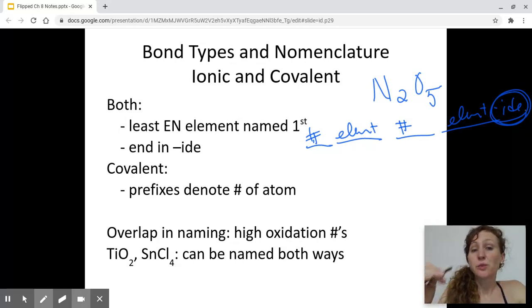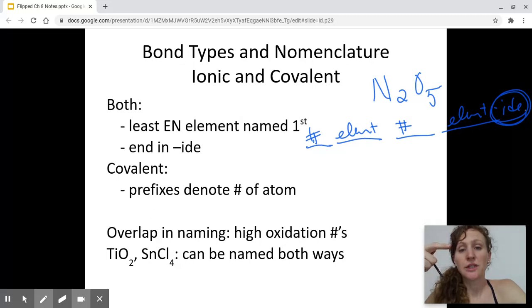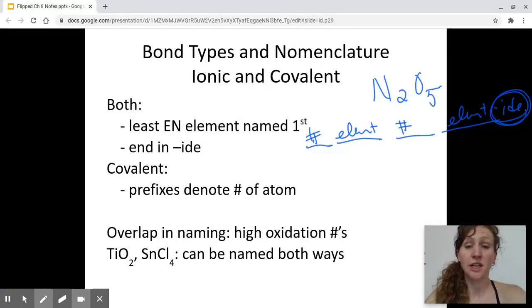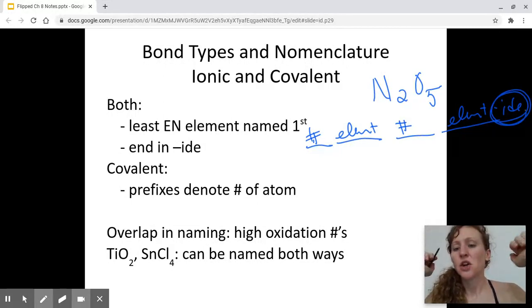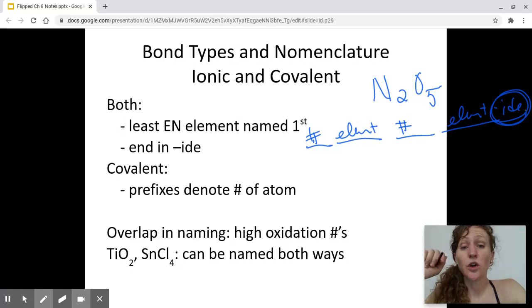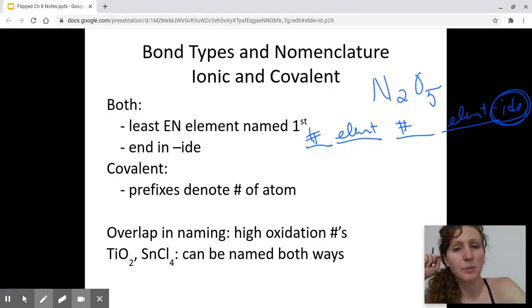So you've got to know those prefixes: mono, di, tri, tetra, penta, hexa, hepta, octa, nona, deca. Nobody cares about 11. Dodeca is 12. And then I think it gets a little bit weird after that. So those are the ones you have to know. And then there are a couple exceptions that happen with naming.